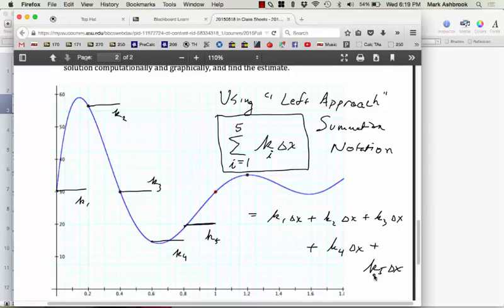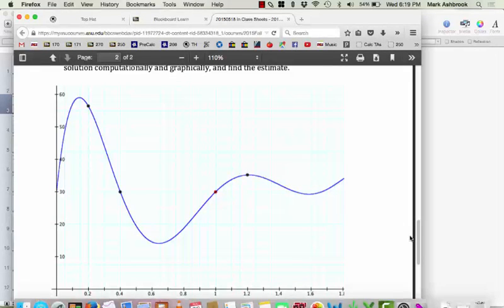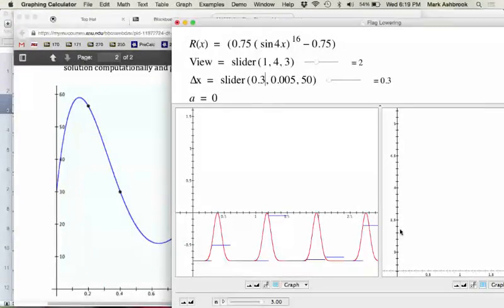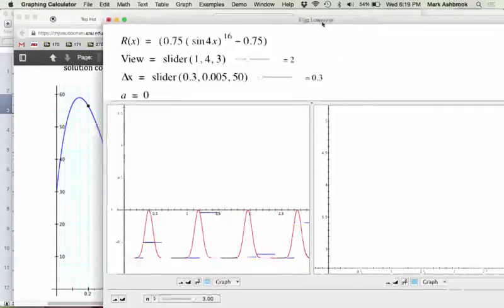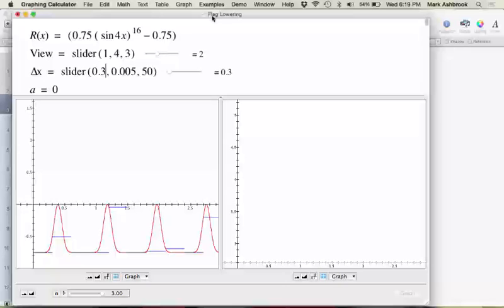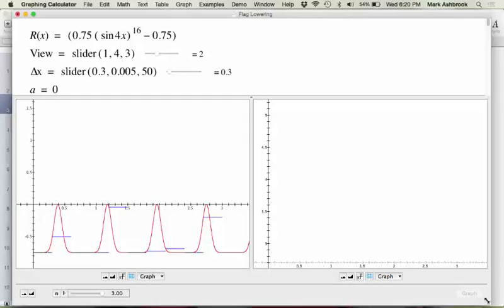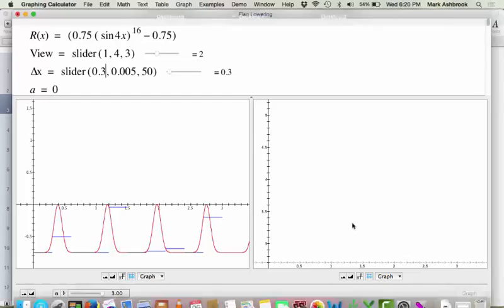Okay, so let's go back to the flag, and let's look at the flag example again, so we can continue on our journey. What's our goal? Our goal is, well, let's just do a little review here. So what do we got so far?